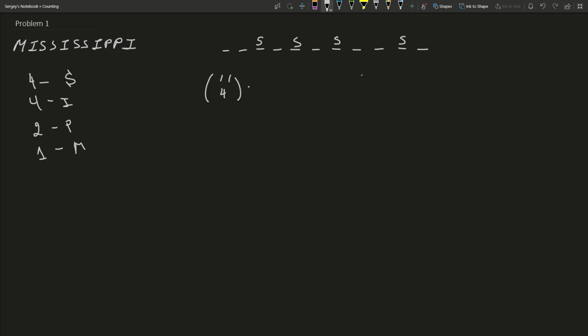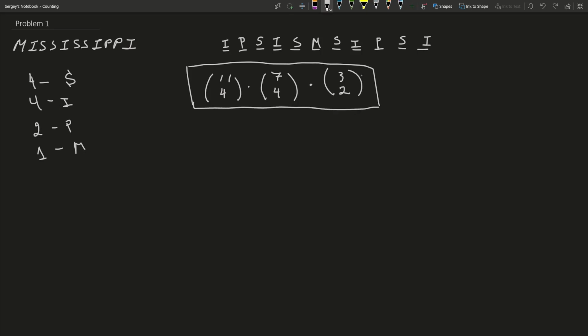Now, once such an assignment is picked, we now have 7 slots, and out of the 7, we need to select 4 to place the letters I into. So one such assignment could be an I here, an I here, one I at the end here, one I at the end here. So now we have 3 slots left, and out of these 3 we need to select 2 to place the letter P into. So one such assignment is P here and P here, and once these assignments are done, the location of the letter M is fixed. M has no choice but to go here. So this is the number of these unique permutations.